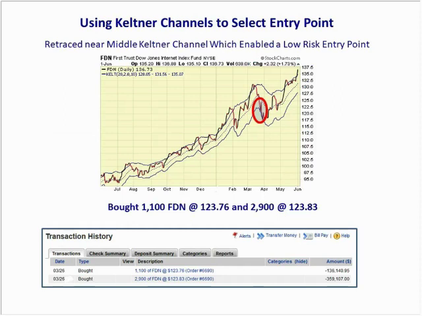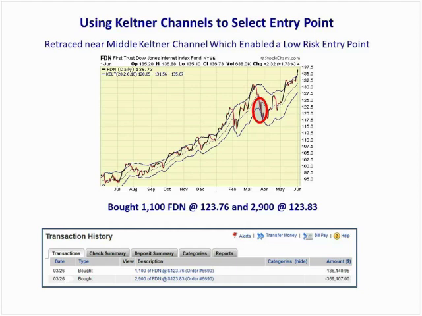So you can see on March 26th, we bought 1,100 shares of FDN at 123.76 right in here, and that allowed us to get a low-risk entry using the Keltner channels, because we waited. It was overbought here, and we waited till it traded down towards the lower Keltner channel to time our entry, and as you can see, it proceeded up after our entry.